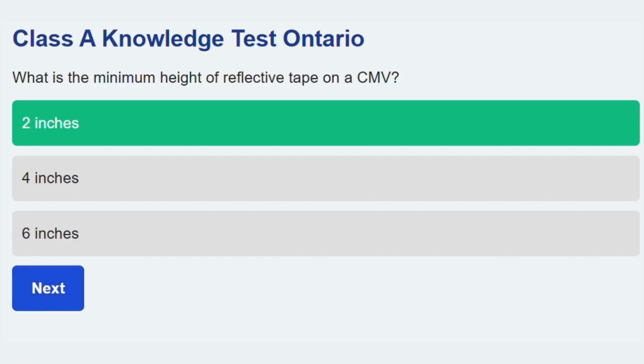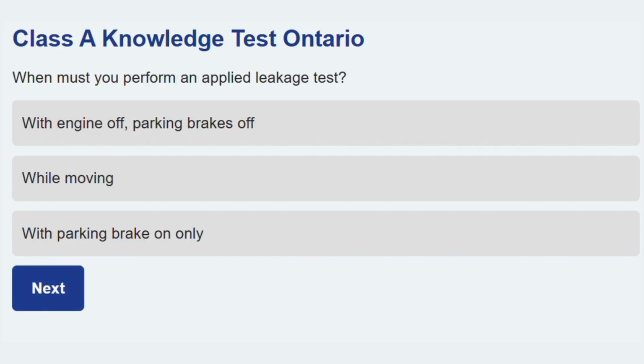Final question. When must you perform an applied leakage test? With engine off, parking brakes off. Measures air loss under constant application.